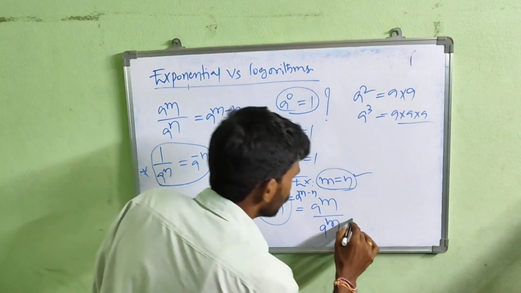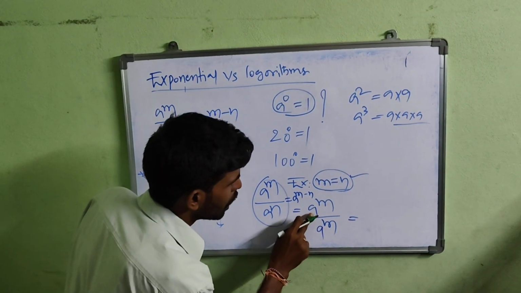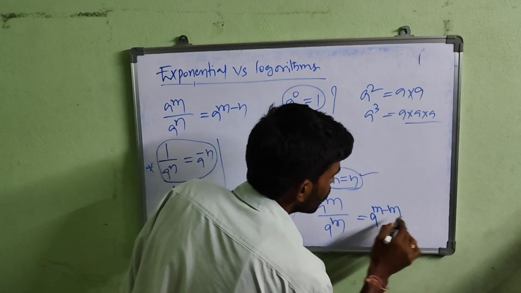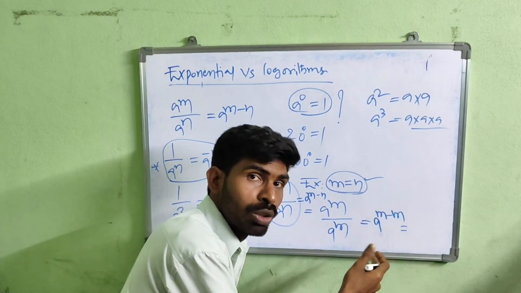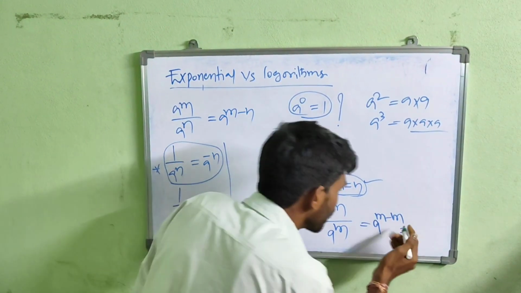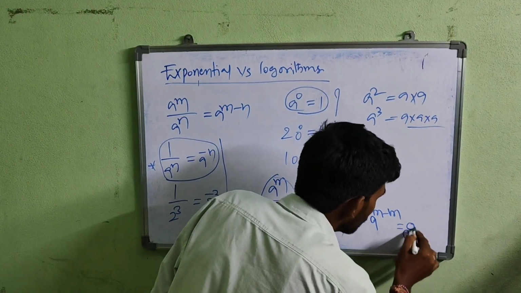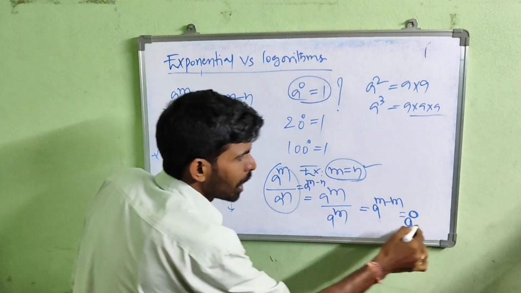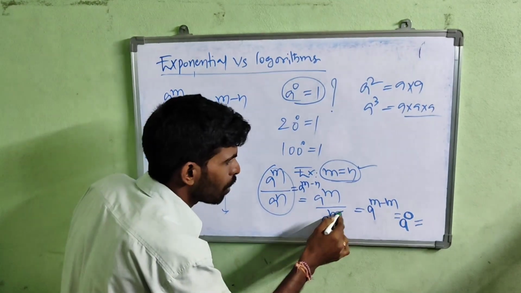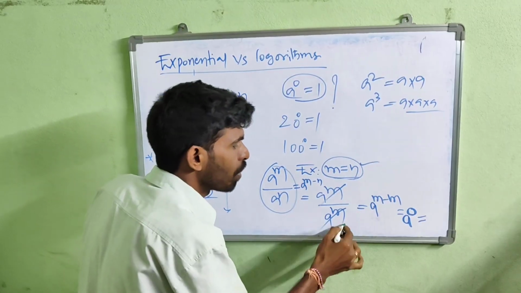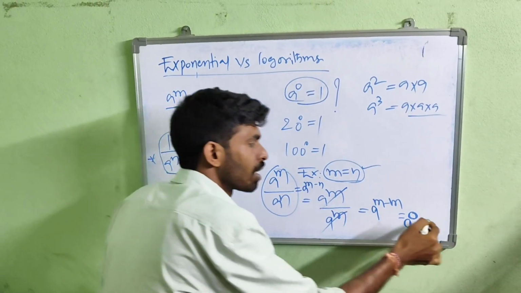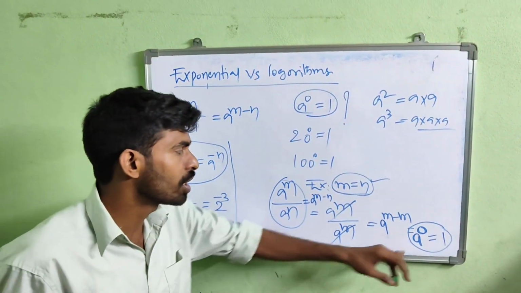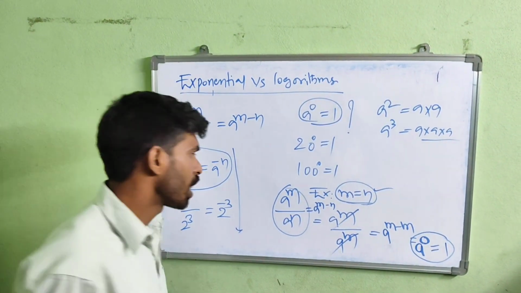Right? Now how we can write this one? A power m by a power m, a power m minus m. m minus m is 0. So a power 0. A power 0 is equal to what? A power m cancels with a power m, that is 1. Why is a power 0 equal to 1? This is the condition. Okay, listen carefully.